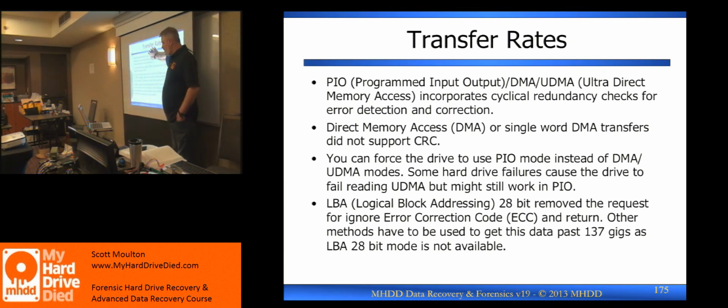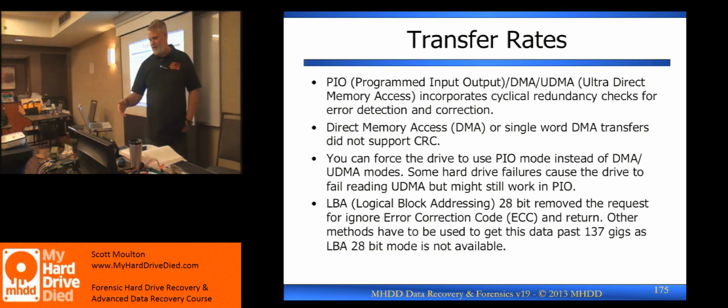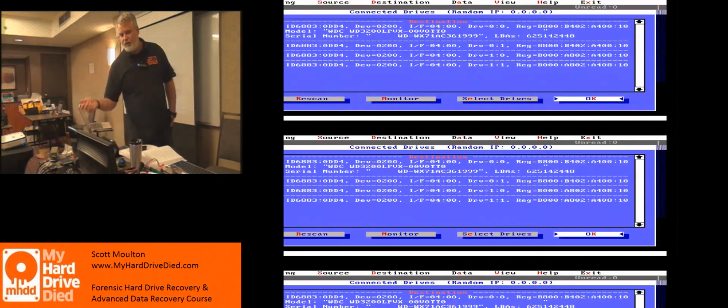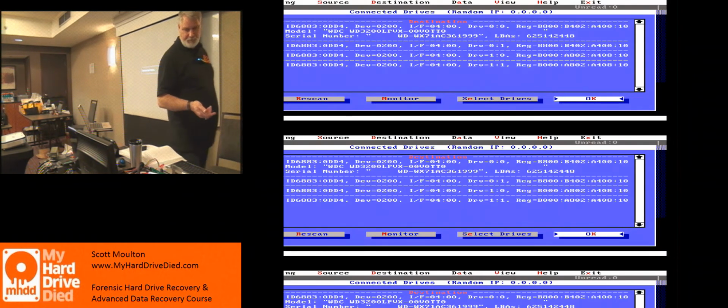So programmed input-output mode, DMA modes, which amazingly a number of times just DMA by itself and turning off cache and DMA and things like that solves a lot of problems. And then switching back and forth between logical block addressing 28-bit and 48-bit with ignore ECC. Those are our major options that we have. Now I know again I'm throwing words at you, so I'm going to show you so that it applies to something.